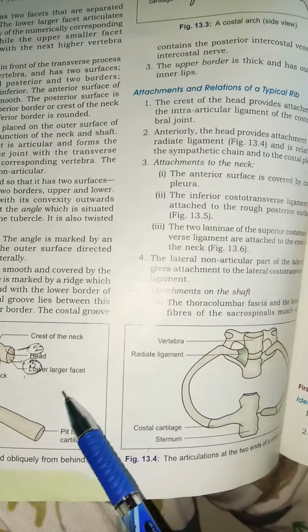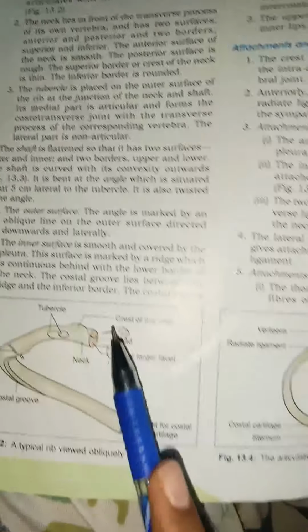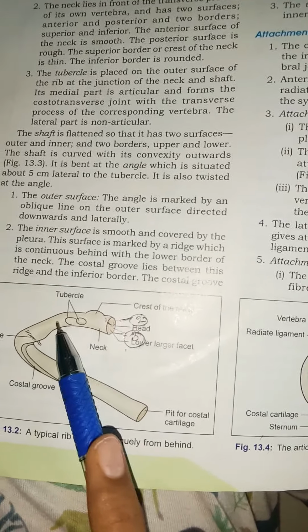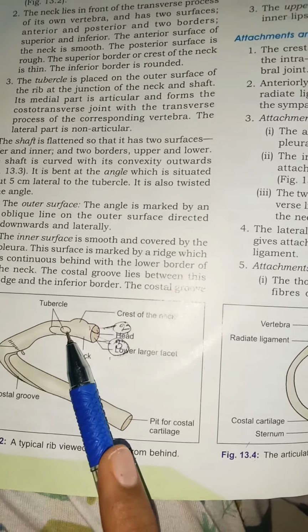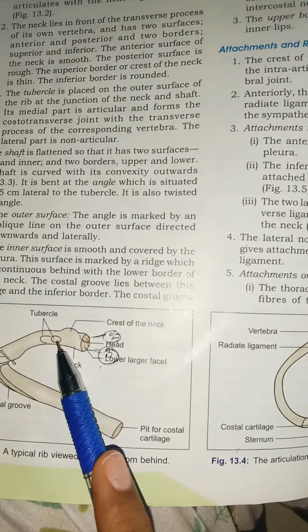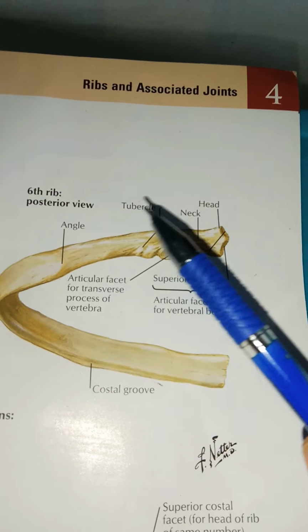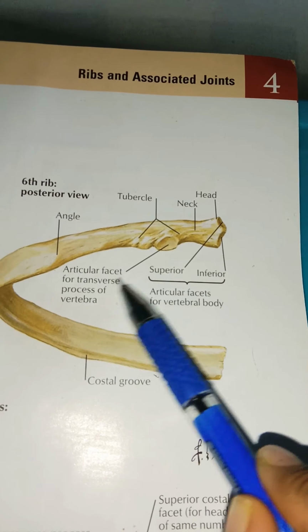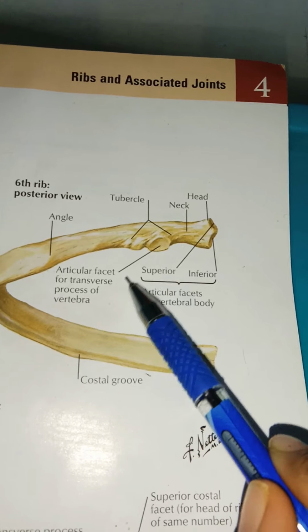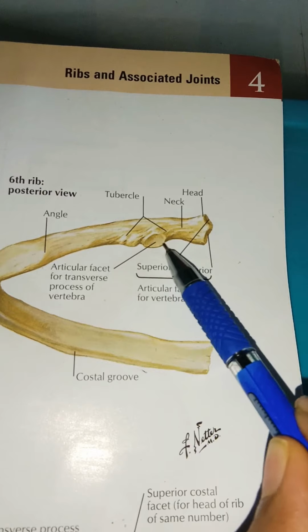And next, you can see at the junction of neck and shaft. This is the neck, this is the shaft. In between these two we have a tubercle. So the tubercle is present in between the neck and the shaft, and it has two parts, a medial part and a lateral part. In this diagram you can see the medial part and the lateral part. The medial part is mainly the articular facet for the transverse process of the vertebra. So the transverse process gets articulated with the medial part of the tubercle, whereas the lateral part is the non-articular part.